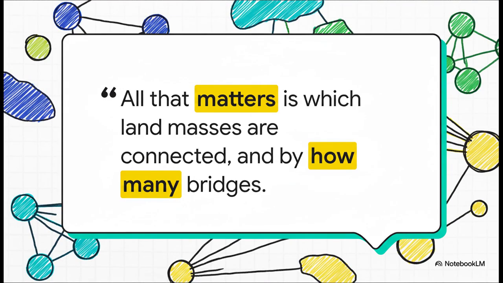This was it. This was Euler's big idea. He boiled the entire messy, real-world problem down to its absolute essence. What are the things, and how are they connected? And by doing this, he basically invented an entire new branch of mathematics that we now call graph theory.